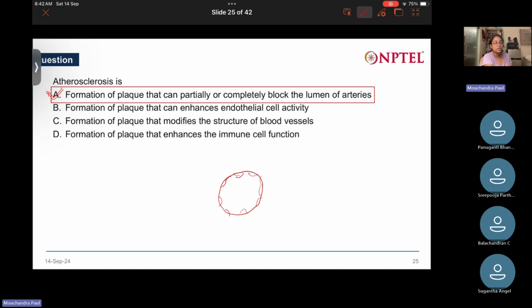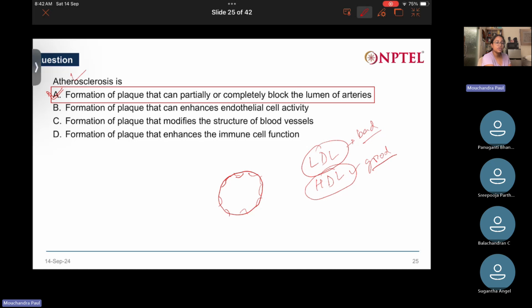So there are two types of cholesterol molecules: low density lipoproteins and high density lipoproteins. High density ones are good for your body, whereas low density ones are not so good. If their content is quite high, then the person is more susceptible to this condition, atherosclerosis.